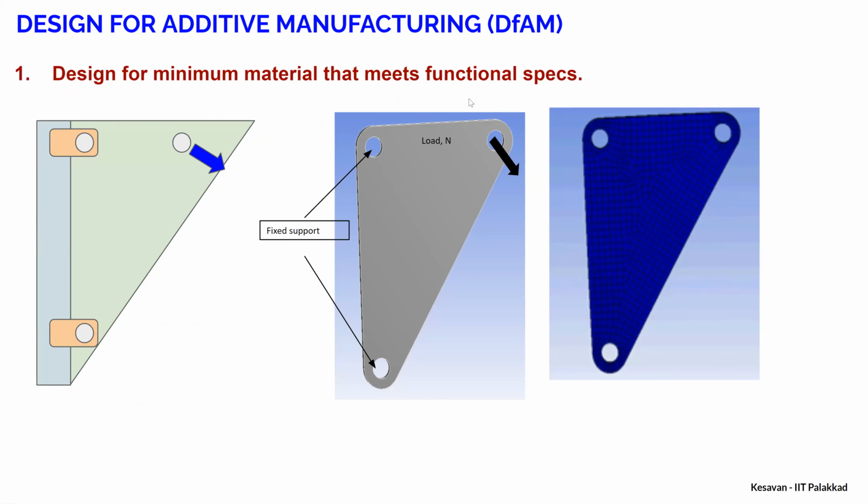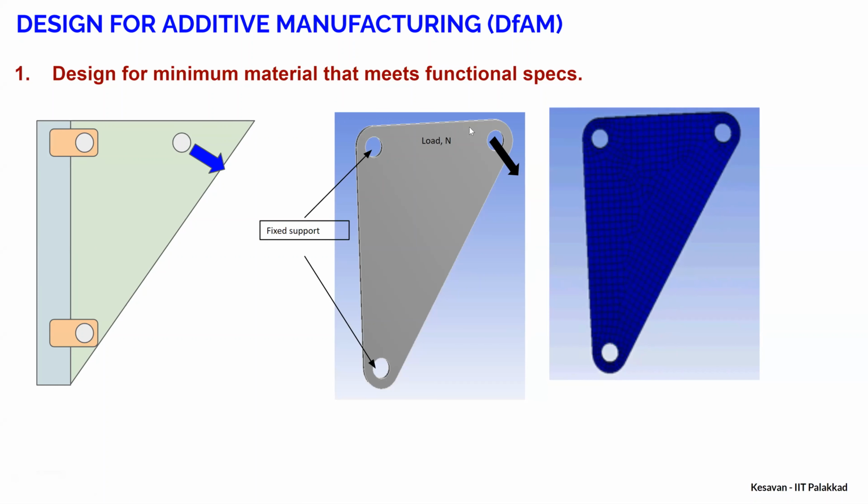So this is the first example, minimum material. Let's say this is one case study. I have a component like this, and it just has to withstand some force acting at this end. The first design concept I need to apply here is whether there is any scope to reduce the weight of the component. For that I need to do some analysis, mostly FE based analysis.